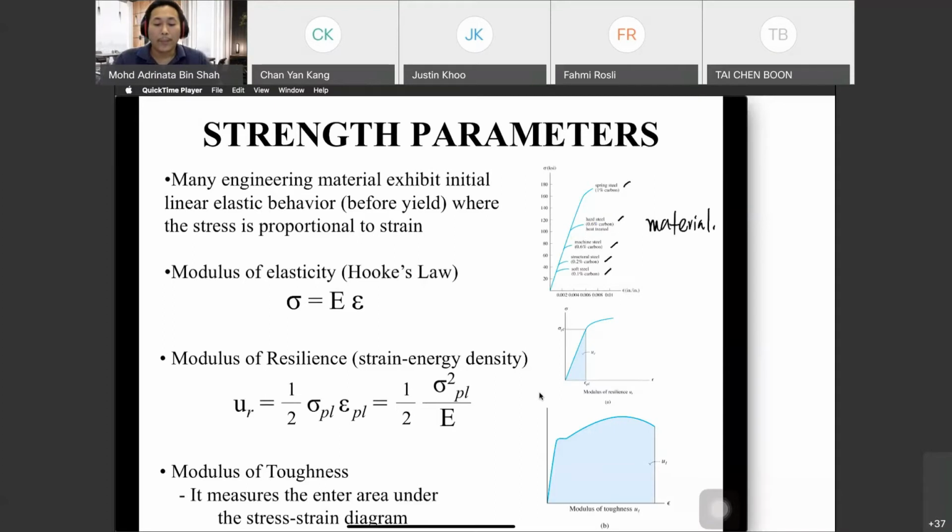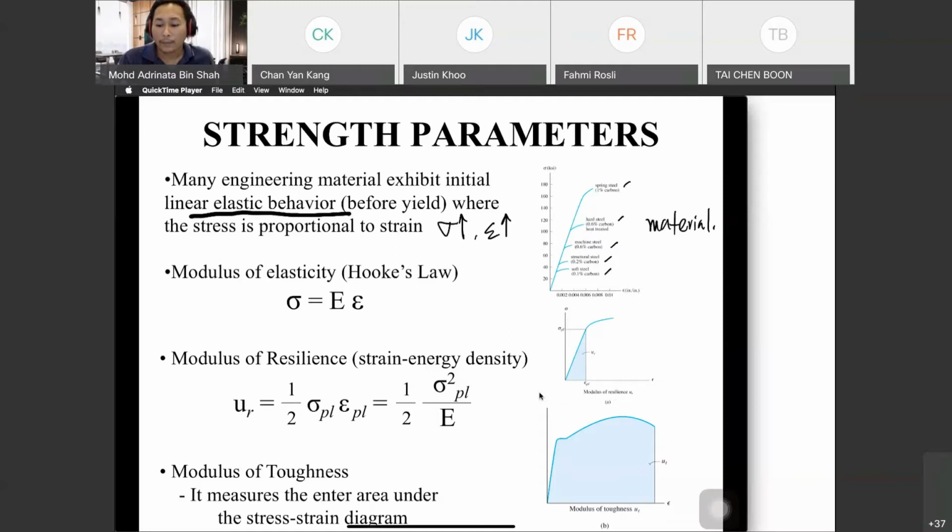Okay. Many engineering materials exhibit initial linear elastic behavior, where the stress is proportional to strain. When your stress is bigger, your strain will be bigger. When you increase your stress, your strain will increase. So that is proportional to strain.